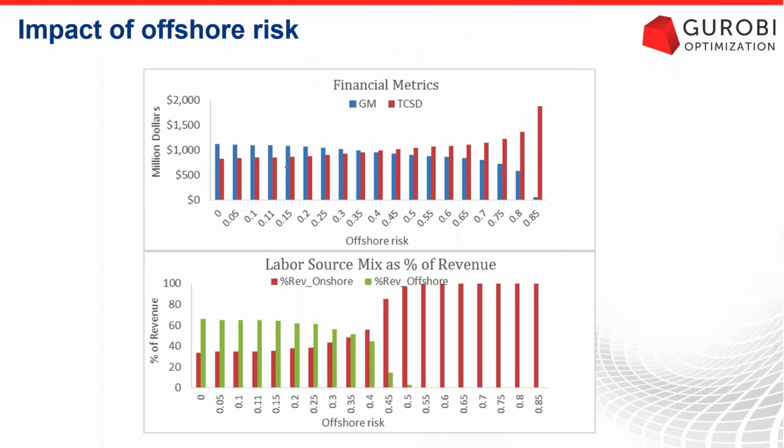As the offshore risk goes up, the gross margin goes down, and the total cost of service delivery goes up. And it also prescribed the optimal mix between onshore labor and offshore labor. As offshore operation becomes more risky, it is optimal to utilize less offshore labor, but more onshore allocation.